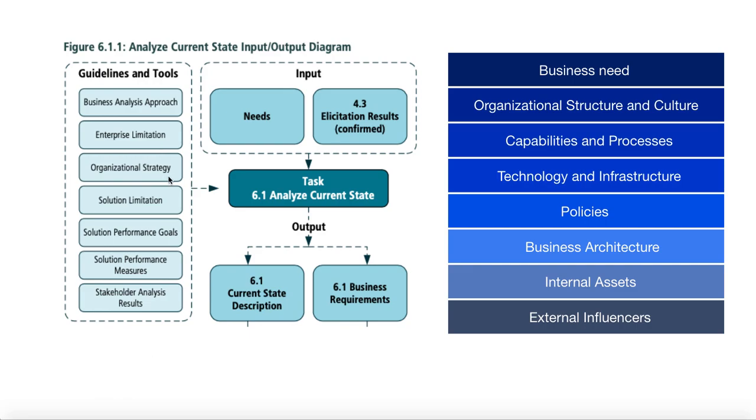The next one is organizational strategy. Every organization has a set of goals and objectives, and that set drives the operations, the processes, and the different activities within the organization. So you need to keep the organizational strategy in mind as well. You need to check the different solution limitations. There could be certain challenges with coming up with a solution, which the existing solution or the solution that is going to come up might face. That needs to be checked as well. The next one is solution performance goals.